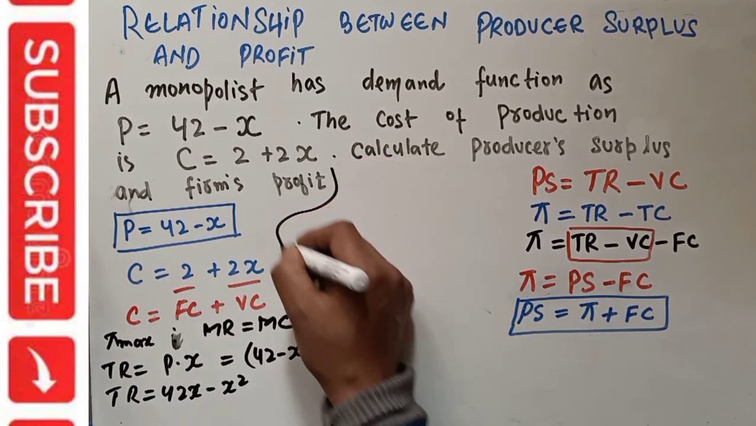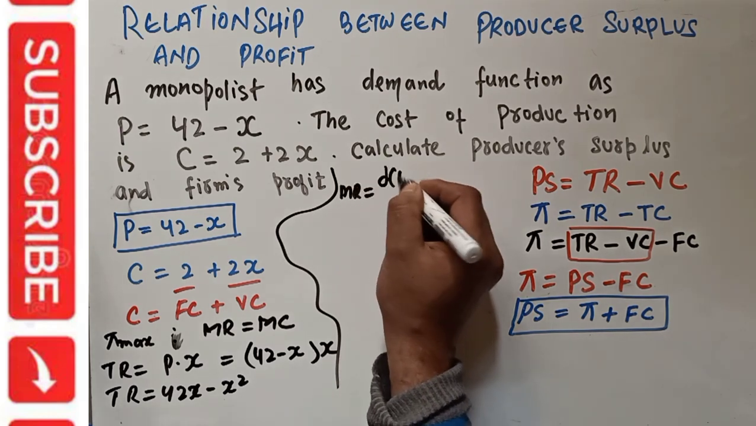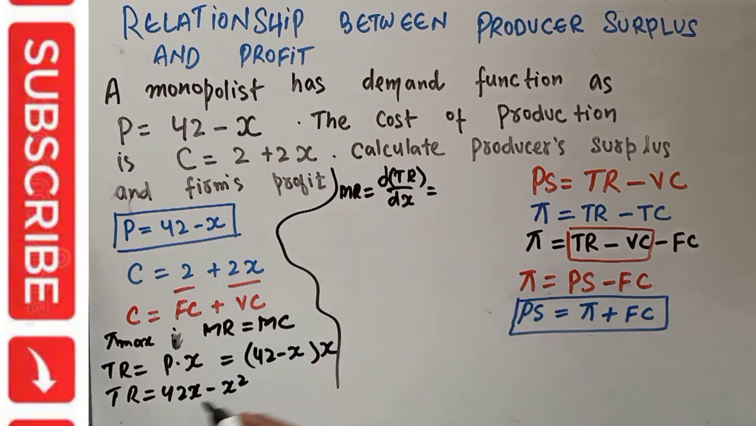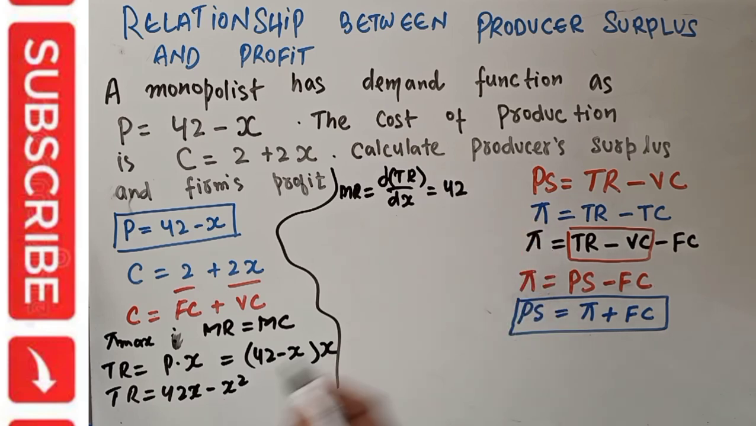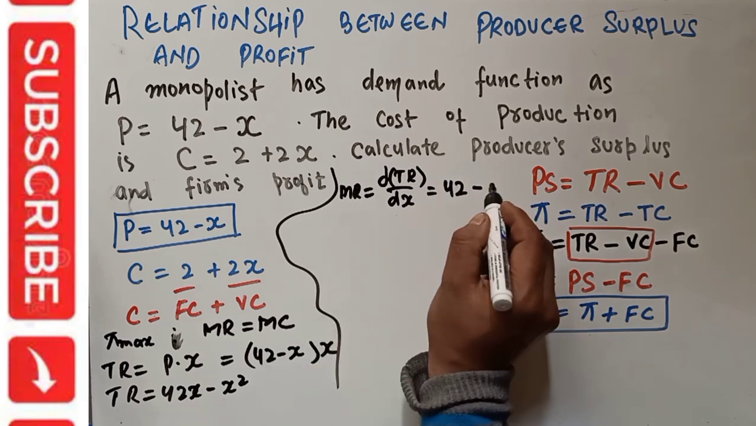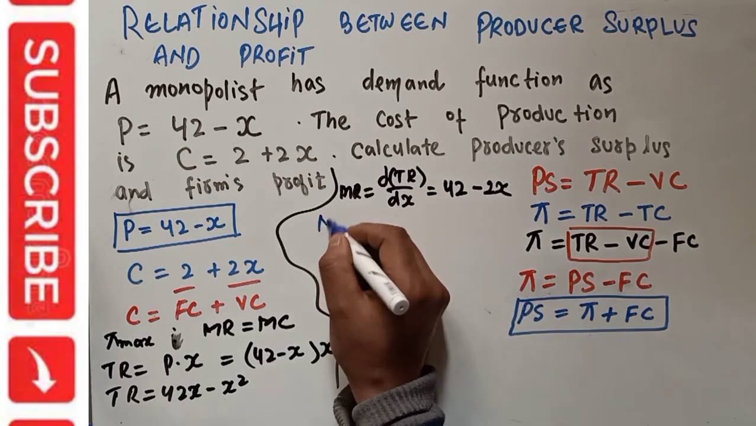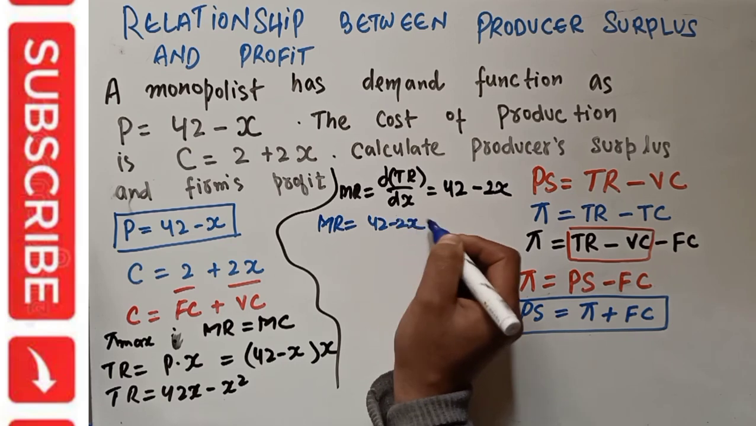Then we calculate the marginal revenue. Marginal revenue, as we know, is simply the derivative of the total revenue function with respect to output. Taking the derivative of this function with respect to X, the derivative of 42X is 42. The derivative of X square in the second term is 2X. So this is our marginal revenue. Marginal revenue is 42 minus 2X.